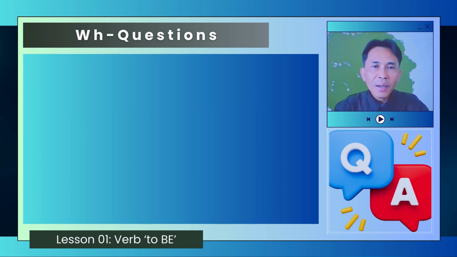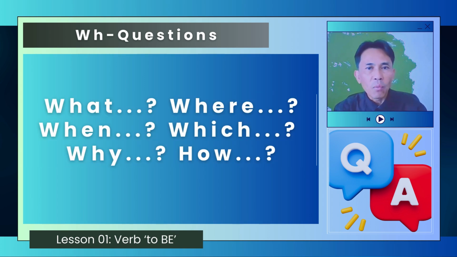Okay, so now you know how to form positive and negative statements and questions with the verb to be. But how do we form the WH questions though? Now, what are WH questions? Well, WH questions are question words like what, where, when, which, why, or how.